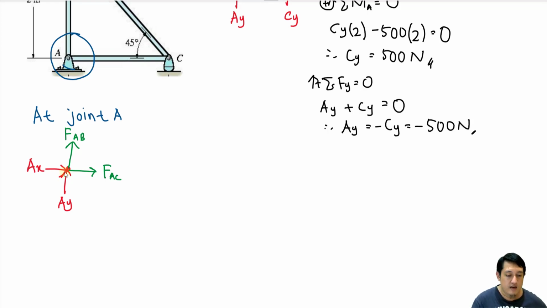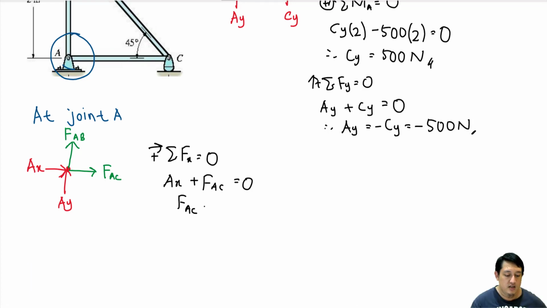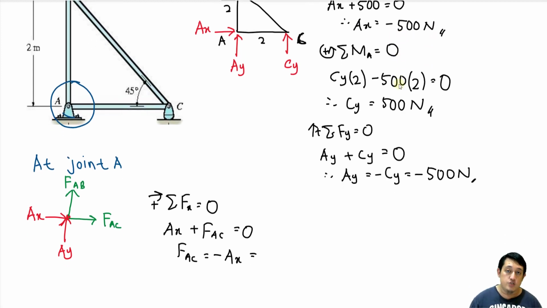So let's do Fx equals to 0. FAC is equals to negative AX. What is the value of AX? If we refer back, AX here is negative 500 Newton. Make sure you insert the negative value also. So FAC is equals to negative AX, so negative of negative 500 Newton. Therefore, FAC is equals to 500 Newton.